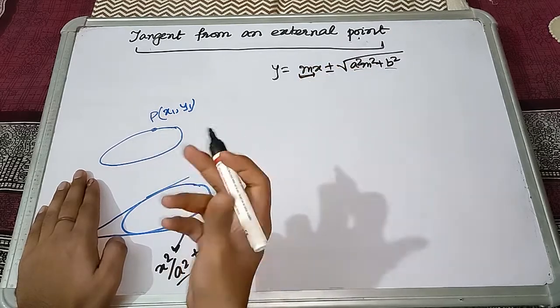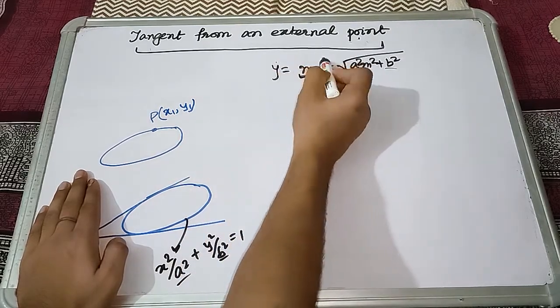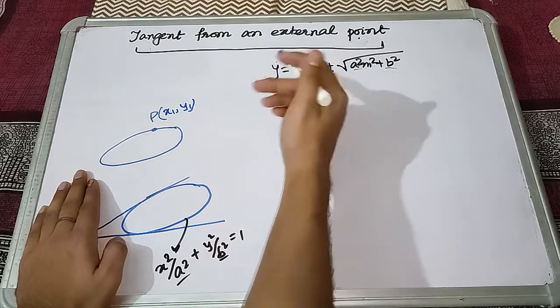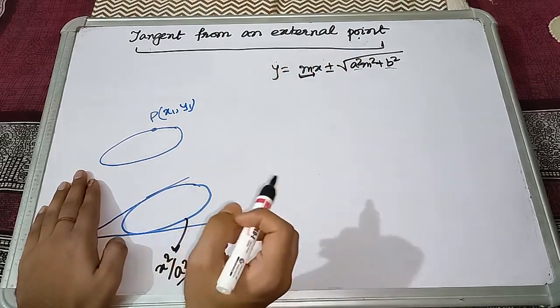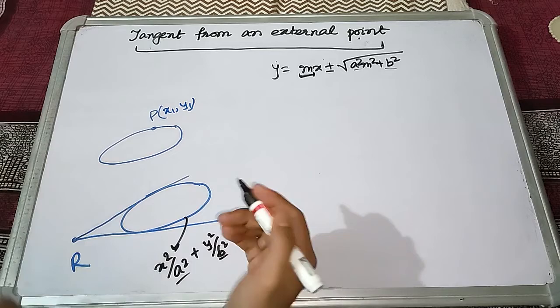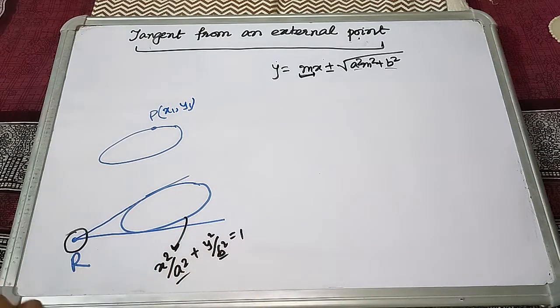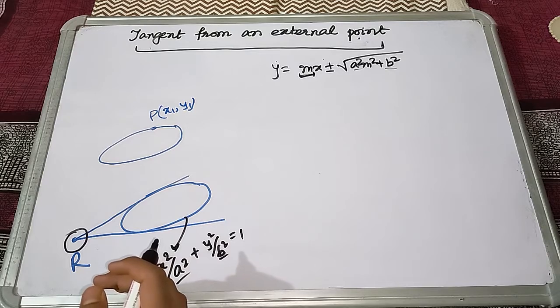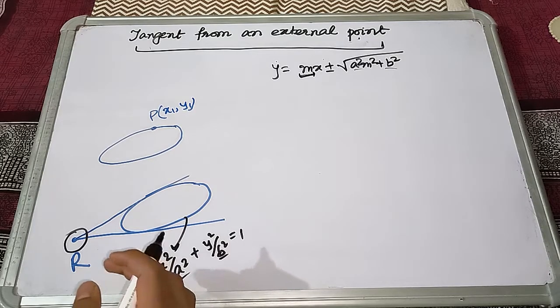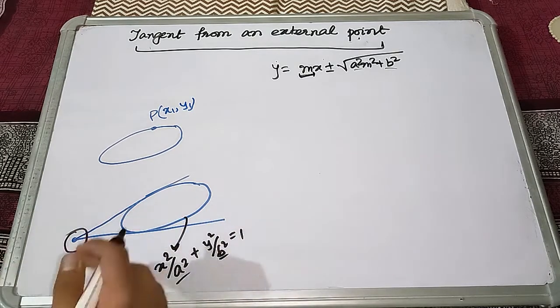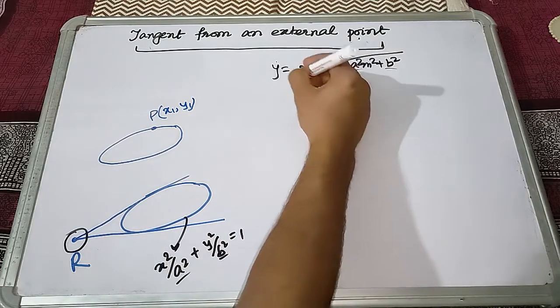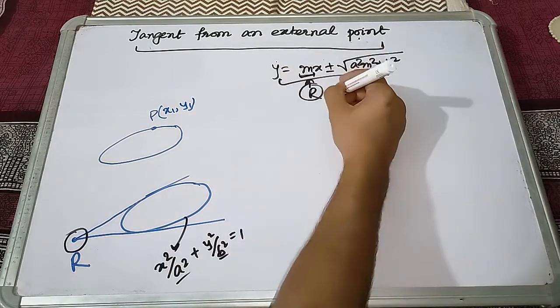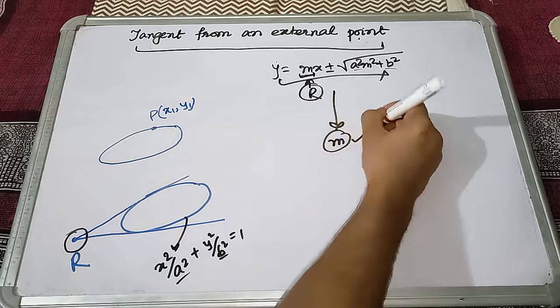So for that, what do we need? We need y and x. Then we can easily evaluate m. And do we have x and y? Yes, because we are given a point R through which the tangents pass, right? So if we have a point R through which the tangent passes, then we can put that point R into this equation and solve for the values of m.